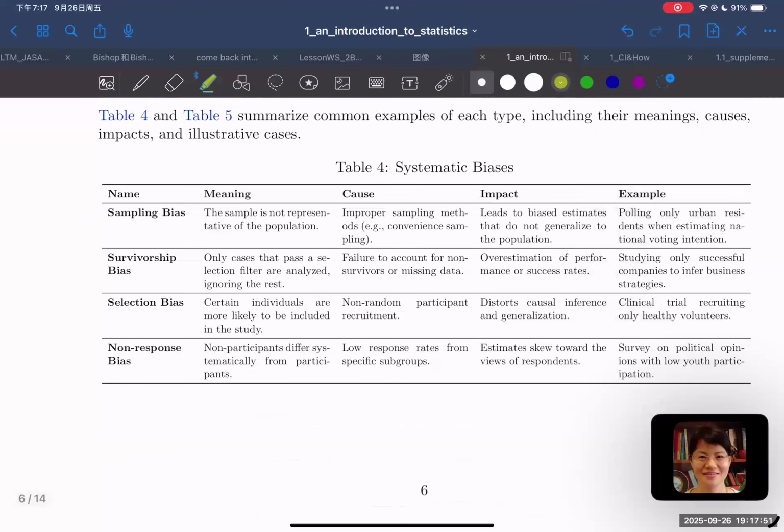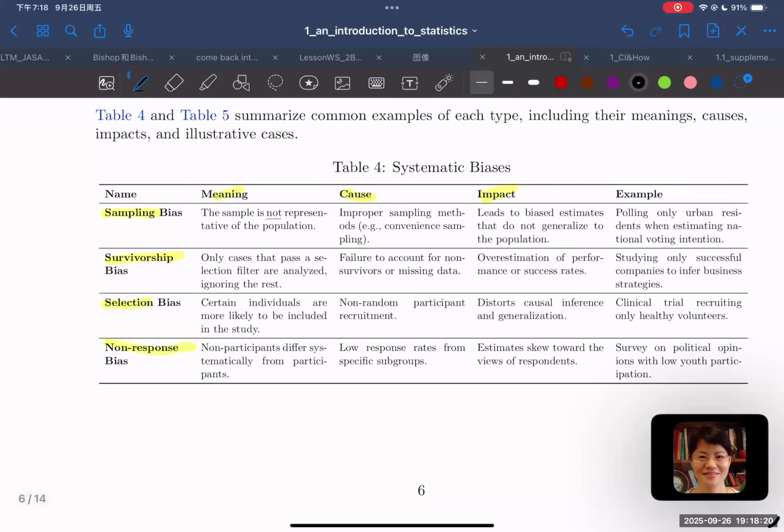Here are the systematic biases. For example, we have sampling bias, survivorship bias, selection bias, and wrong response bias. For each of them, here come the meaning, the reason, and the impacts. Let's see the meaning first. Sampling bias tells you the sample is not representative. For survivorship bias, only cases that pass the selection filter are analyzed, so this one ignores the rest, right?